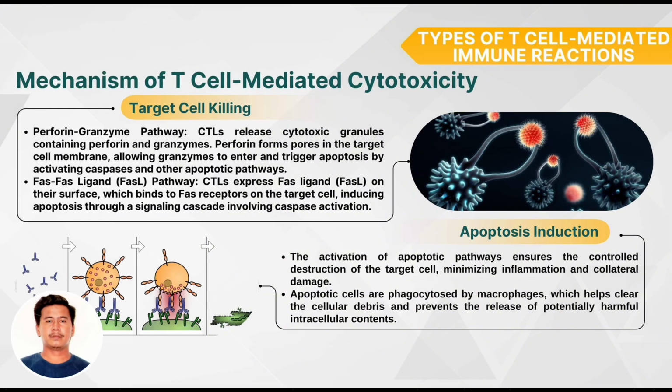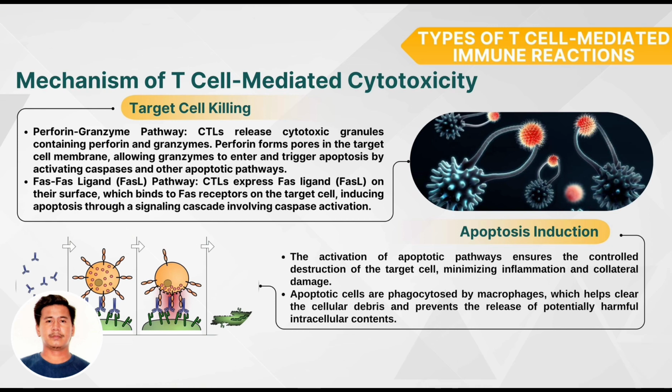Third one, we have the target cell killing. So perforin-granzyme pathway. CTLs release cytotoxic granules containing perforin and granzymes. Perforin forms pores in the target cell membrane, allowing granzymes to enter and trigger apoptosis by activating caspases and other apoptotic pathways. And then we have this Fas ligand, or FasL, pathway. CTLs express Fas ligand on their surface, which binds to Fas receptors on the target cell, inducing apoptosis through a signaling cascade involving caspase activation.